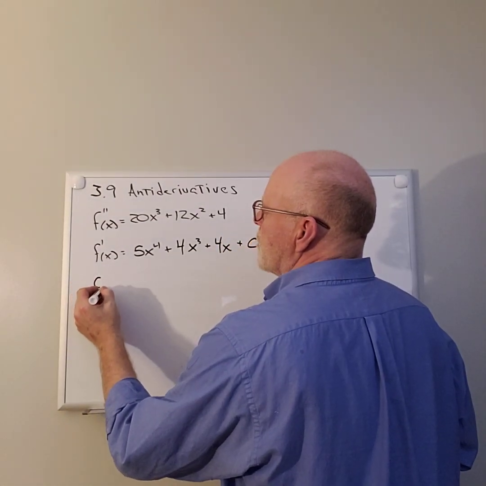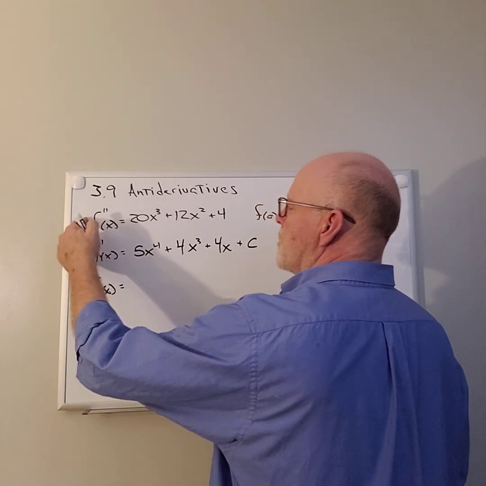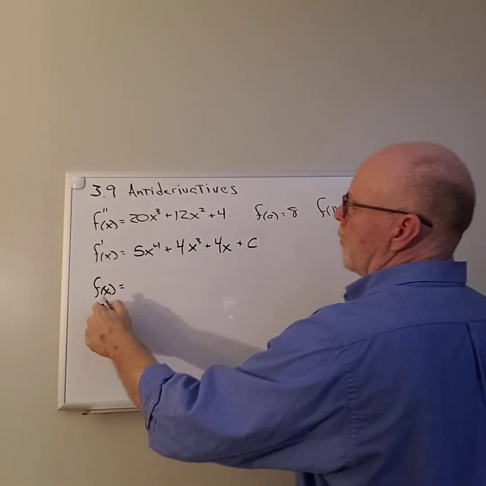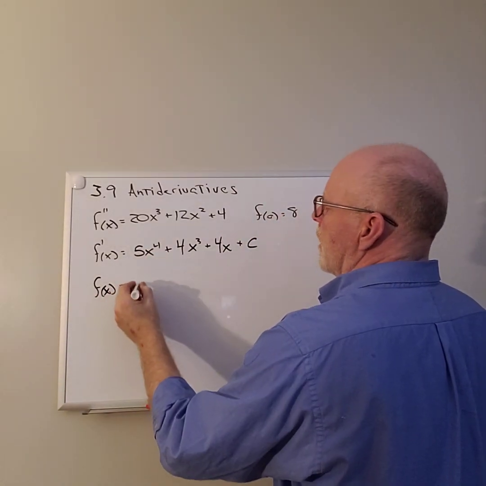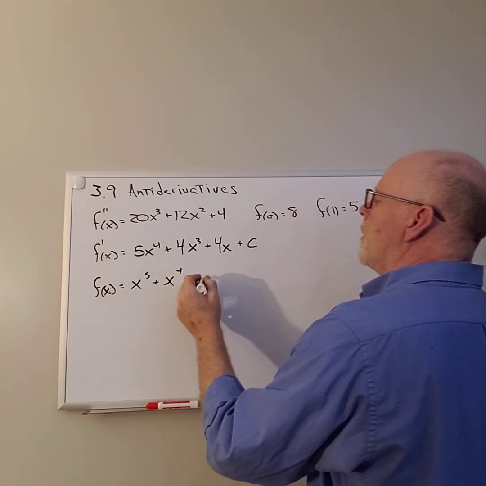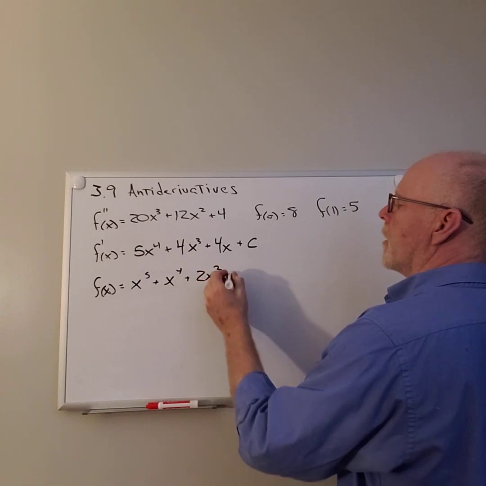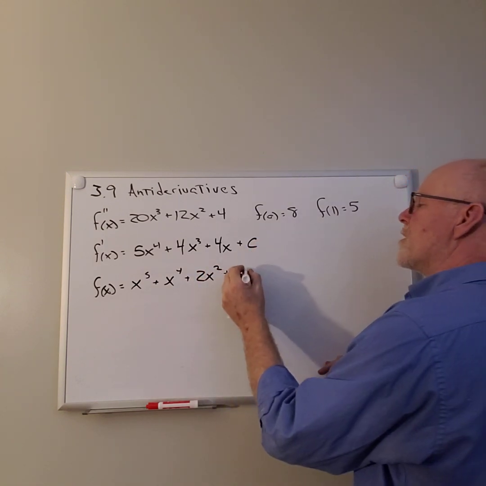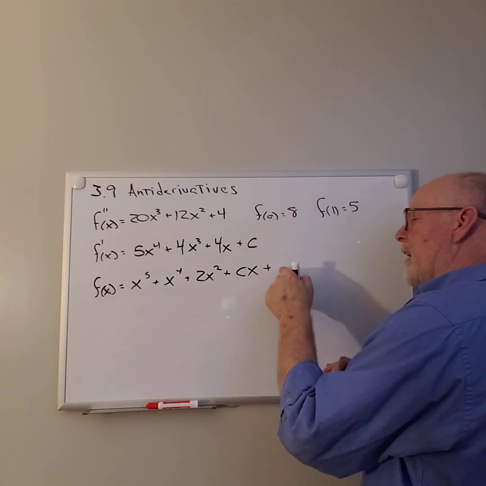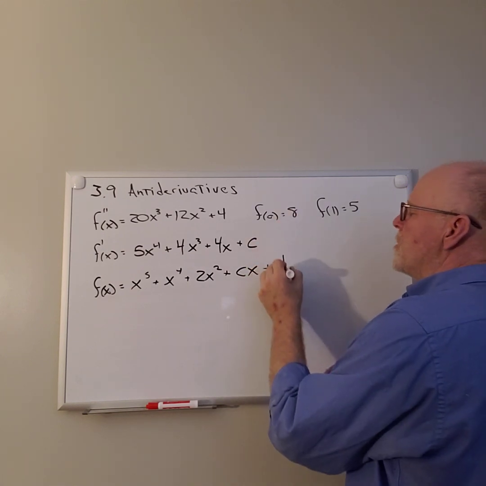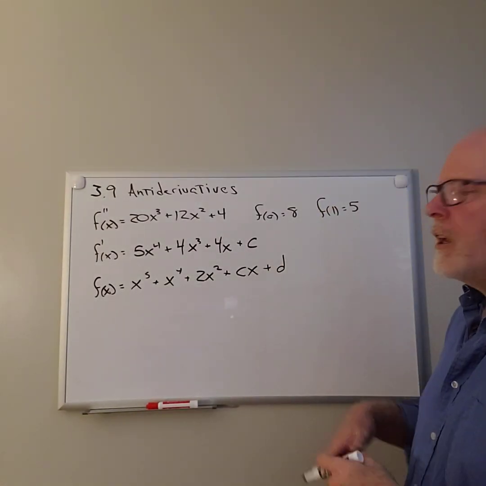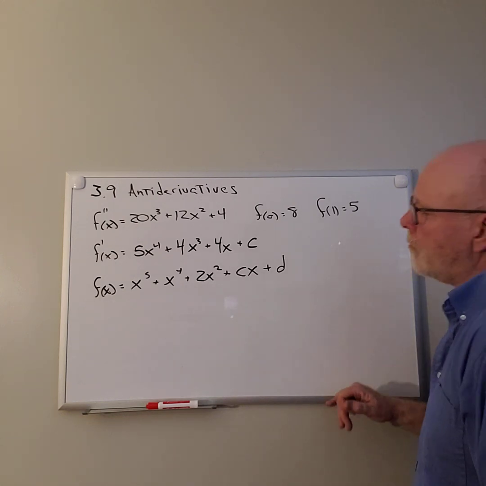Then our function itself, right, we started knowing what the acceleration is. We found from that the velocity. Now we're looking at position. That's just going to give us x to the 5th. That's going to give us x to the 4th. That's going to give us 2x squared. That's going to give us cx. And then, because there might have been a constant on this one, we can use D, we can use C1 and C2, you can use C and K, it doesn't matter. Any letters will do, because they're not going to appear in your final answer anyway.